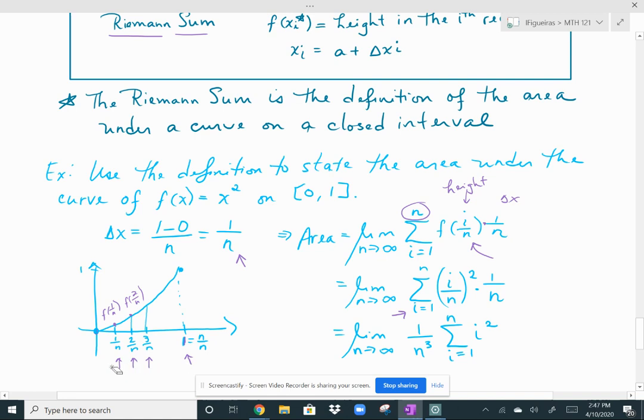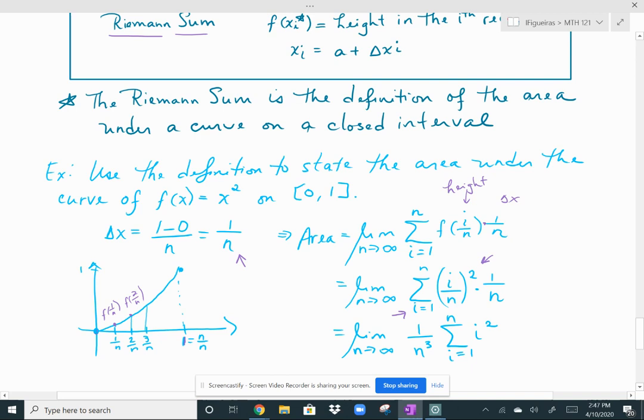Okay, so now we have to plug it into the actual function. Remember, our function is x squared. So that's what you see in the next line. f of i over n is just i over n squared times delta x, which is 1 over n.